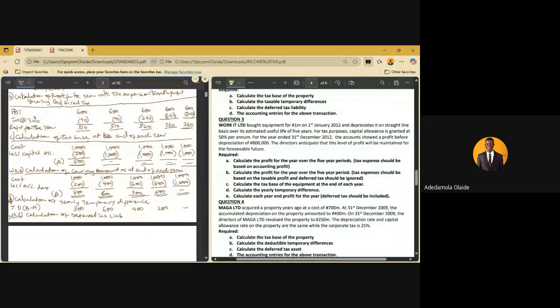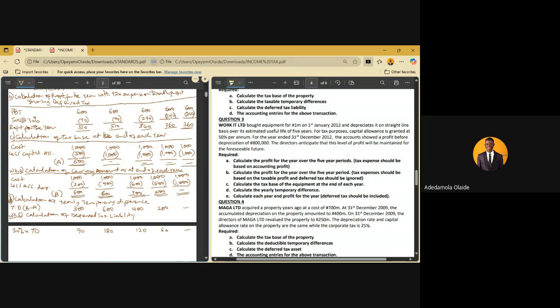In this case, it will all be liability. And what will be the deferred tax? It will just be the rate, 30% of temporary difference, TD. So 30% of 300, 90; 30% of 600, 180; 30% of 400, 120; 30% of 200, 60. Then here it will be 0, because 30% of 0 is 0.